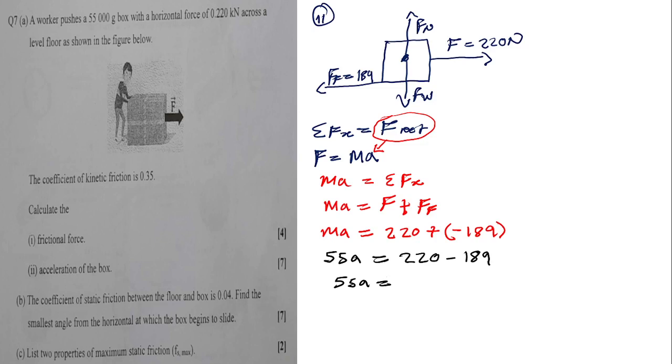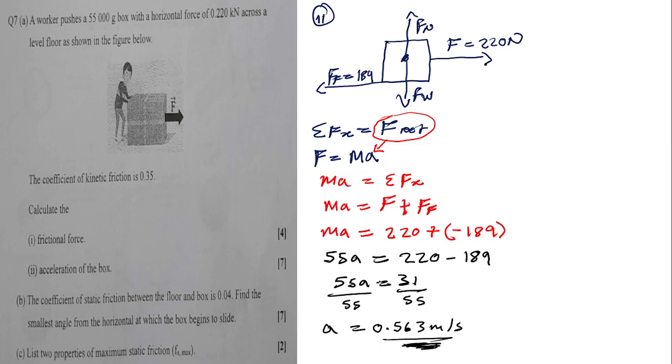So you just get your calculator and say 220 minus 189, which gives you 31. Then you divide throughout by 55, so acceleration will simply be equal to 31 divided by 55, which is 0.563 meters per second squared. So this was the acceleration which is supposed to be gotten.